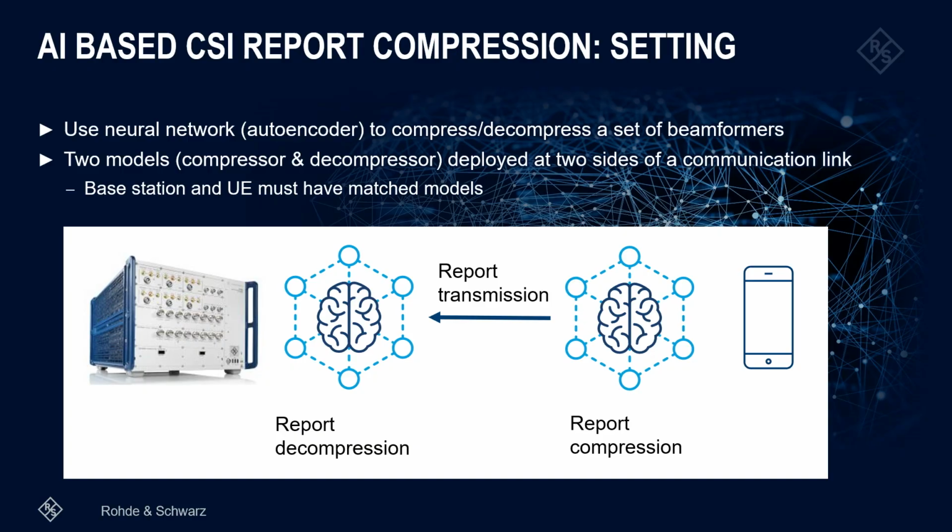In the CSI report compression setting, a UE transmits a compressed CSI report to a base station. When AI/ML compression comes into play, both the UE and the base station include a beamformer, compressor and decompressor respectively. We at Rohde and Schwarz want to investigate early this exciting feature where AI is deployed also at the base station side. In this sense, two aspects are needed.